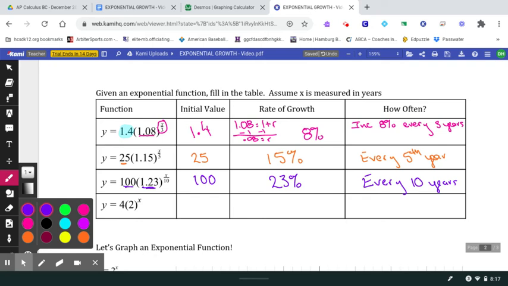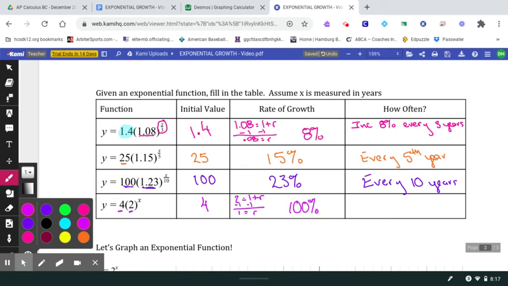All right, the next one's a little bit trickier. Not at first, per se. You see the 4, and you're like, all right, my initial value is 4. But what do I do with the base? Remember what we did on that first example. Take your base, set it equal to 1 plus r. Subtract 1. Oh my goodness, 1 equals r. Now what do you do? You still have to move the decimal place twice. You're going to end up getting 100%.